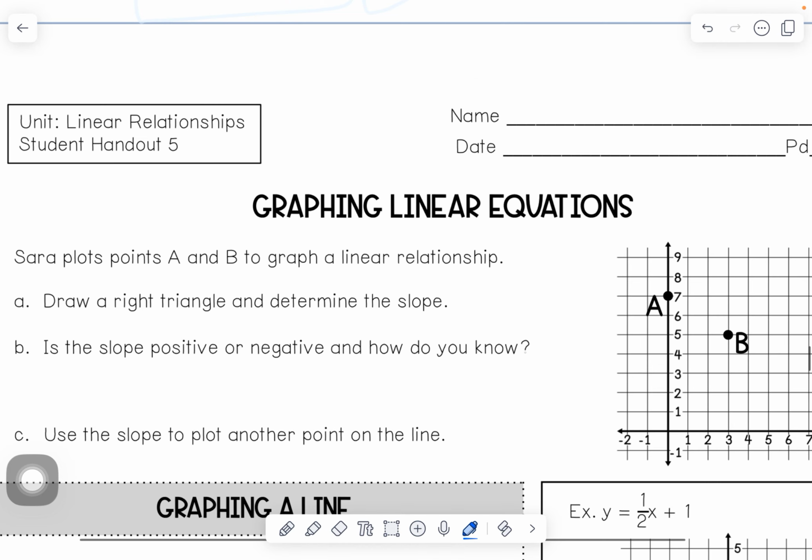All right, here we are with lesson 5 for chapter 4. And we're going to get started here with the warm-up activity. Sarah plots points A and B to graph a linear relationship. Draw a right triangle to determine the slope.